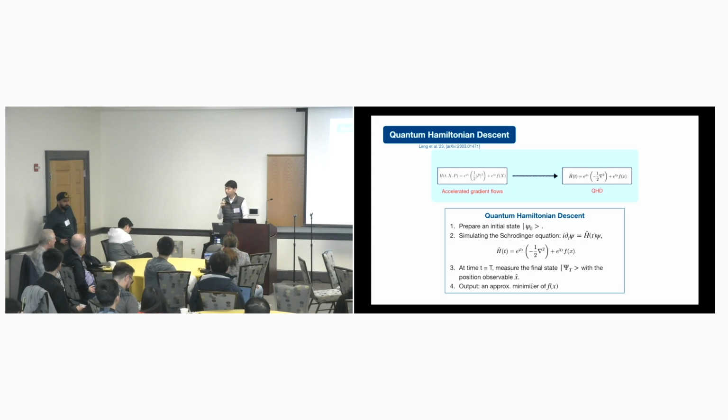And what's the initial state? The initial state for the quantum evolution? Yeah. Usually we just start from some easy to prepare initial state, for example, the uniform superposition or some Gaussian state, which has no information of the objective function. Okay, thank you.